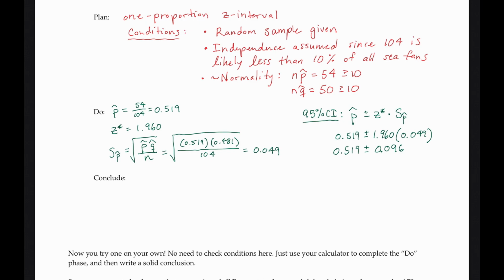So you can leave your answer like that, or it is an interval. In math, when we write intervals, we typically do it with interval notation. So we can also write it by actually doing the subtraction and addition. If we subtract 0.096 from 0.519, we get a lower bound of 0.423. And then if we add that margin of error, we get 0.615. So either way is acceptable to write your answer.